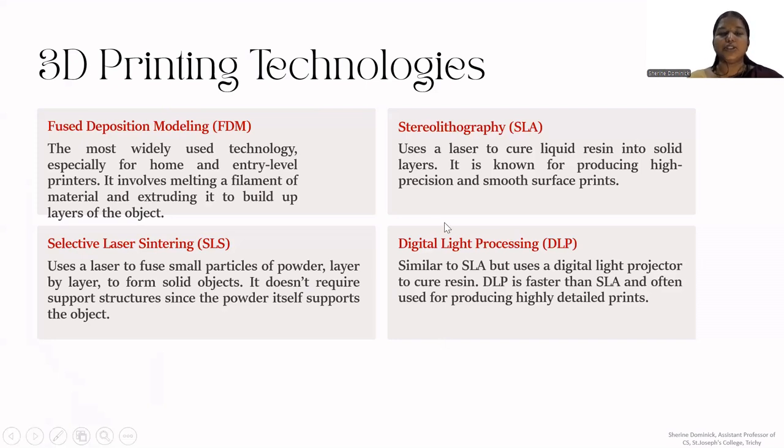The fourth method is using digital light processing or DLP. It is similar to stereolithography, and the only difference is here we use a digital light projector to cure the resin, whereas in stereolithography, the resin itself is in liquid form. So in case we need to go in for high dimensional products, we can go for the method stereolithography or digital light processing.